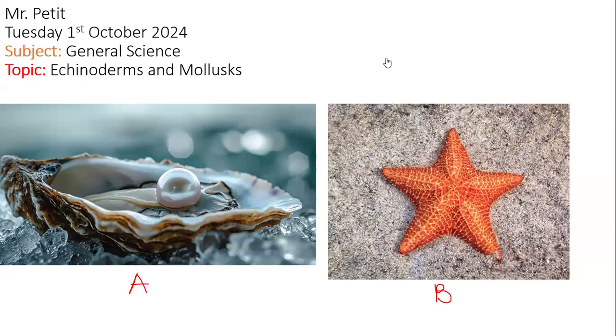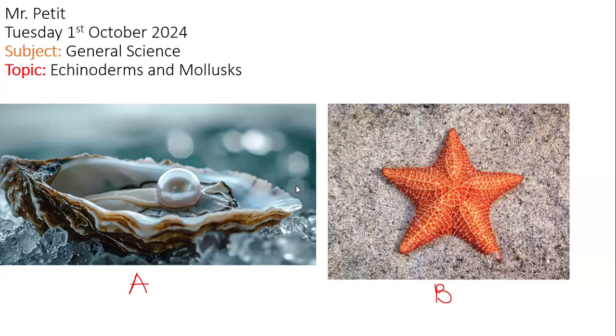Anyone agree with him? No, I think it's the other way around. What other way around do you think it is? I think B is the echinoderm and A is the mollusk. All right, do we agree with her? Yes, sir. And how many persons just don't know the difference at this point?